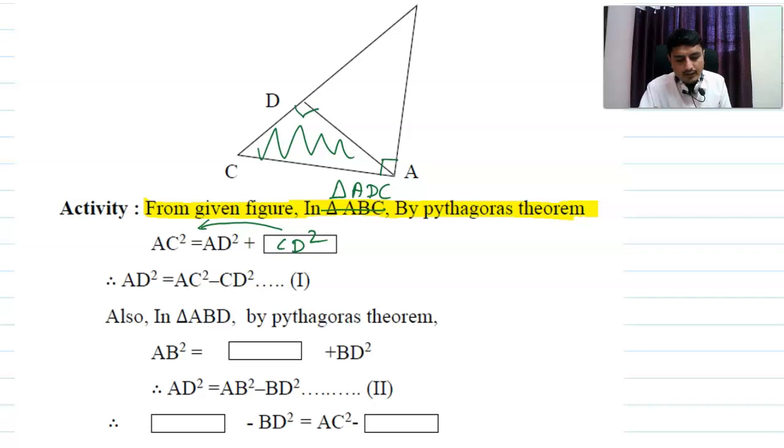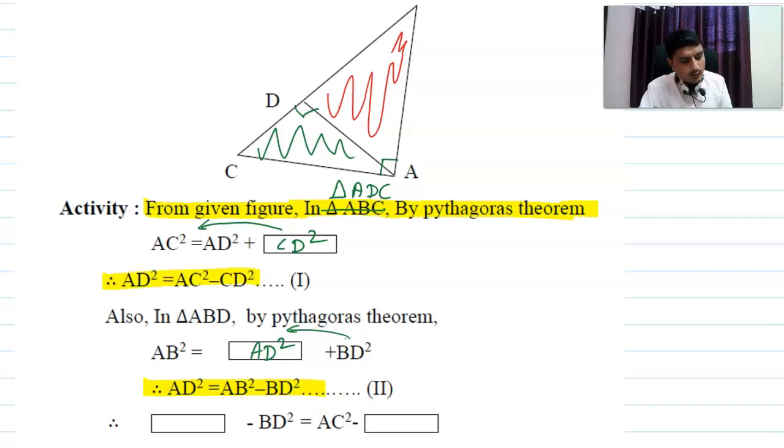Now in triangle ABD, look at the triangle ADB, that means this uppermost red shaded triangle. We have the hypotenuse AB. So AB square equals AD square plus BD square. So once we shift the value BD square from RHS to LHS, we are getting AD square equals AB square minus BD square.